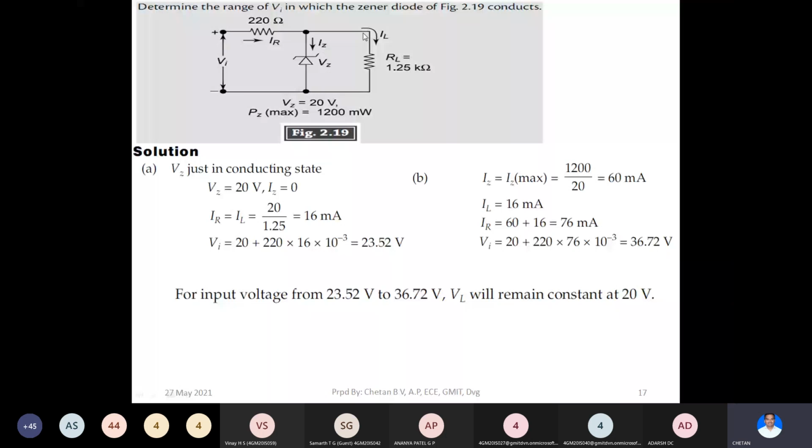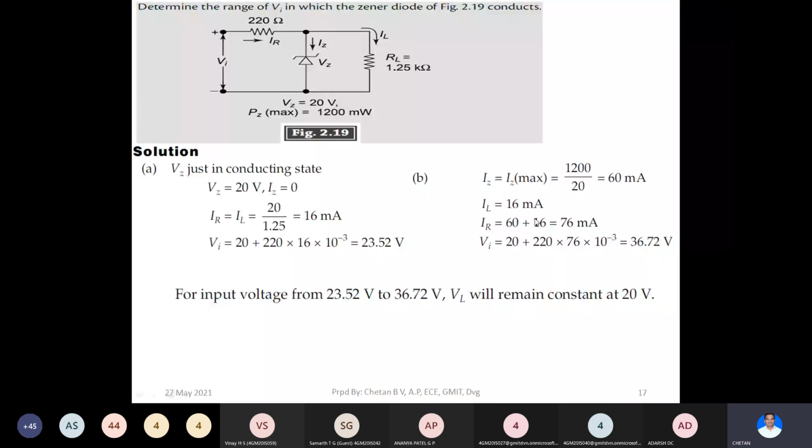In the data, they have given a maximum power dissipation. Using this maximum power dissipation, easily you can find out the maximum value of Iz. So the maximum value of Iz will be power dissipation divided by the reverse breakdown voltage 20. Pz divided by Vz, you will get 60 milliampere. Then afterwards, after finding this, you can easily find out IL. So the value of IL is the voltage across this, that is the voltage across this would be same as this. Therefore, it is 20 divided by the load. 20 divided by load will give you the same 16 milliampere. Therefore, I have written 16 here.